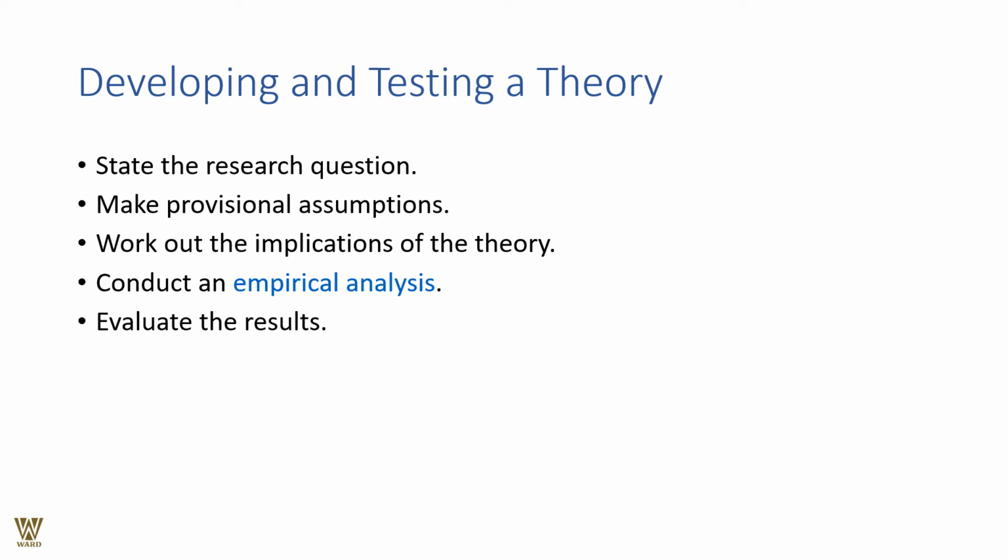So, developing and testing a theory: state the research question, make provisional assumptions. Now, whenever we talk about testing a theory, we have a hypothesis that this is going to go well. And then there is the antithesis that comes around: this is not going to go well. One is positive, the other is the opposite. So we have hypothesis 1 and the null hypothesis 0. Make provisional assumptions, work out the implications of the theory, and conduct an empirical analysis.